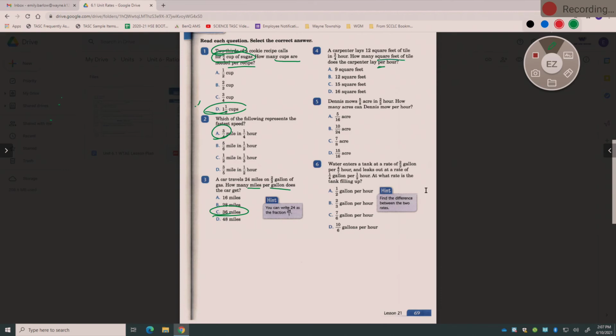So this is square feet per hour. So square feet over hour. This one is acres per hour, so it's acre over hour.